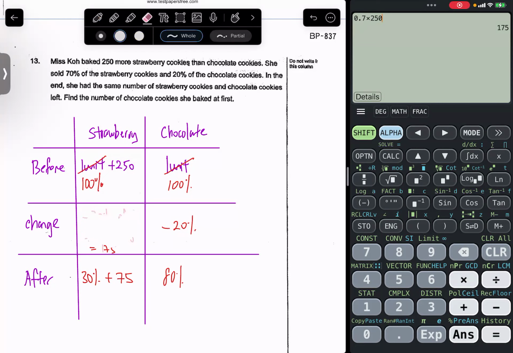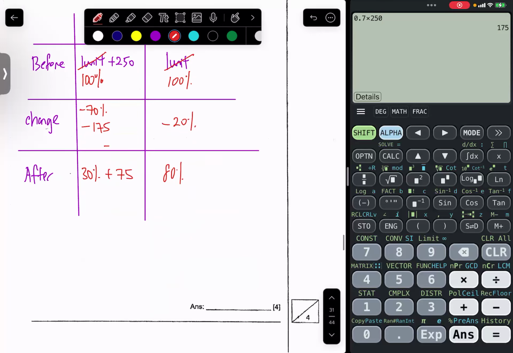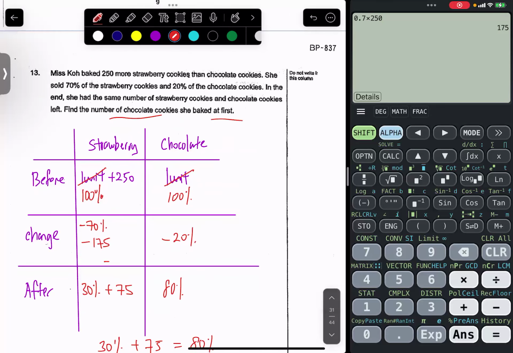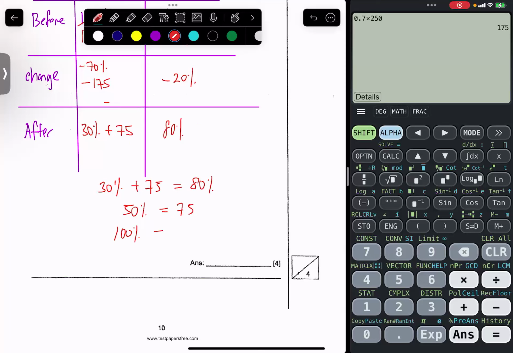Okay, let me rewrite that. She's going to minus 70% and minus 175. 70% of the 100% and 70% of the 250. So now these two things are supposed to be equal. So 30% plus 75 is equals to 80%, which means that 50% of the cookies is equals to 75. So find the number of chocolate she baked at first, 100%. 75 times 2, 150.